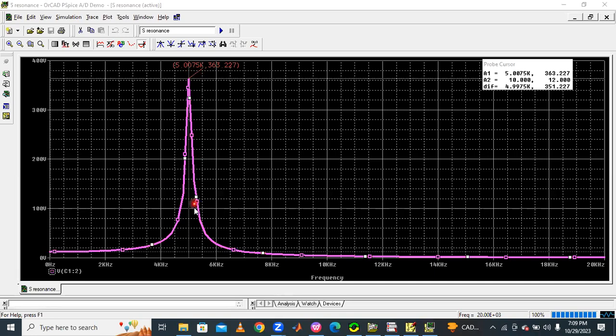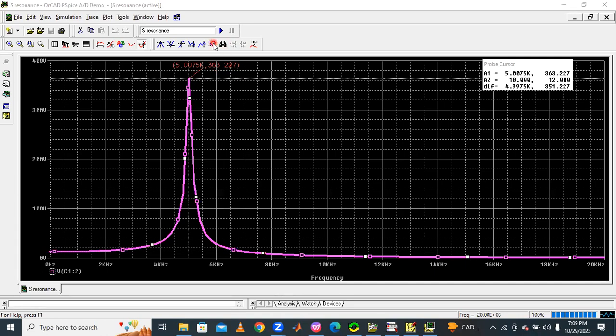5.0075K. That is called the resonance frequency. At resonance frequency, 363.227 voltage, that is called the voltage across the resistor. The maximum value of voltage drop across the resistor is 363.227 on the resonance condition.